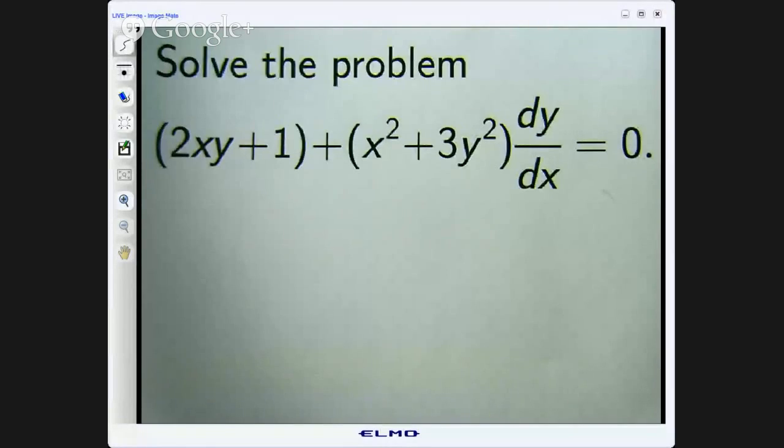In this presentation I'm going to continue my series of videos on differential equations, and in particular I'm going to show you how to solve a special type of differential equation called an exact differential equation. Now you might see this in a course in differential equations or maybe in a calculus 2 course. Okay, so here is the example that we're going to look at.